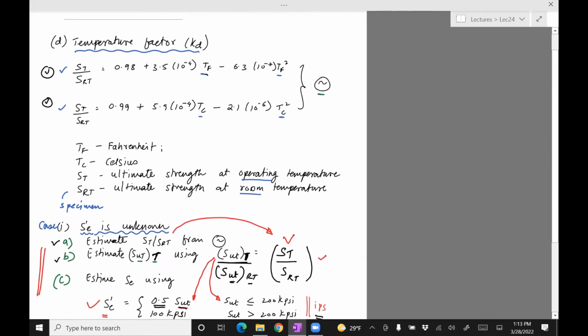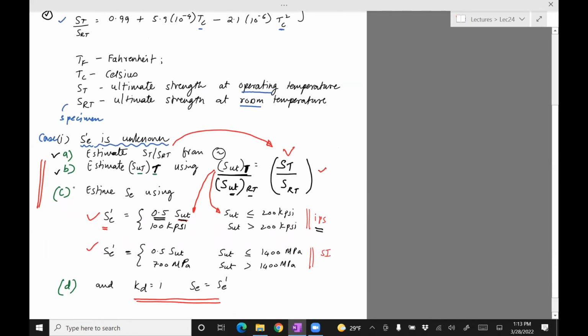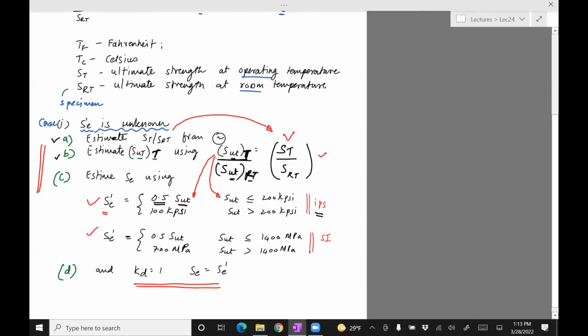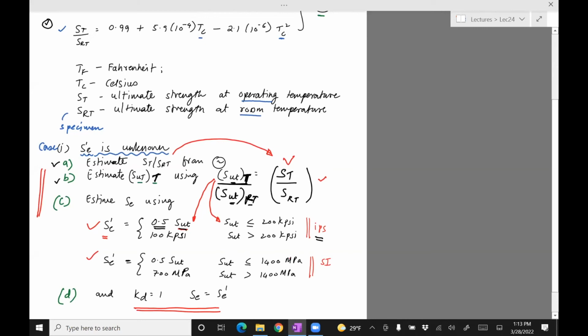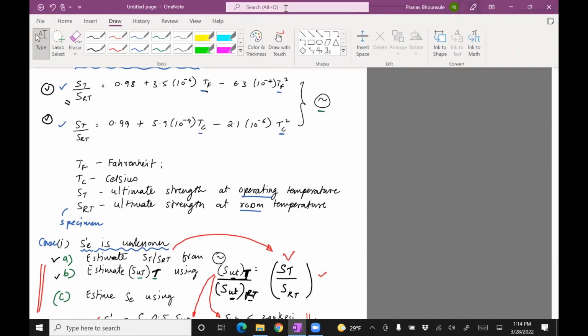What we need to do here is first figure out this ratio, ST divided by SRT. The first one is in Fahrenheit, TF, and the second one is for Celsius. We take that formula and compute this ratio. Once we get that ratio, we will then compute the adjusted SUT at temperature T, given the value at RT, which is room temperature, and then proceed depending on which case we have. Case one is when SE prime is unknown, which is the case here, and the second one was known. So let's take this formula and start from here.